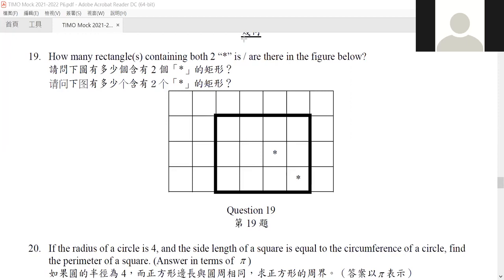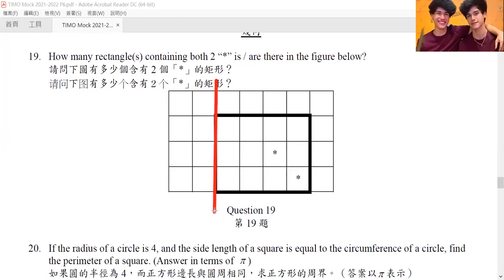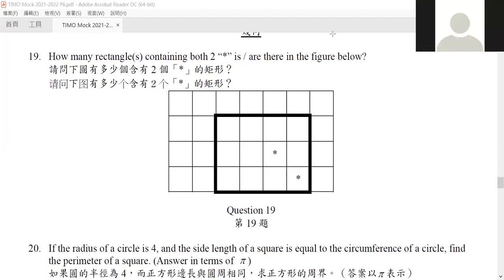But now, instead of considering this rectangle, let us consider its four sides. You have a red side, the left side. You have a blue one, which is its right side. You have green, which is its top side. And we have orange, which is its bottom side.